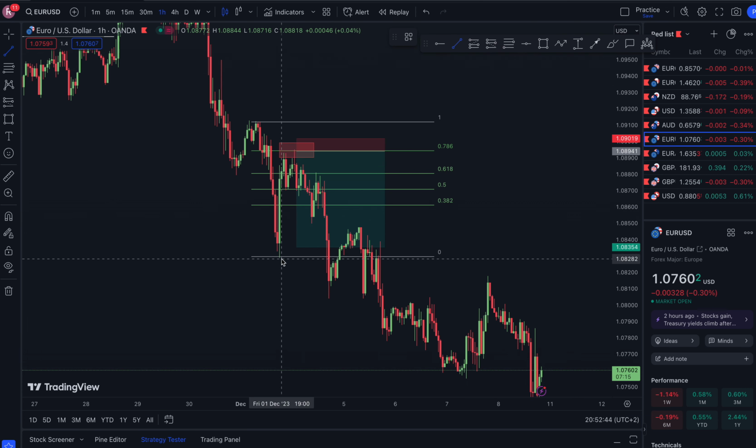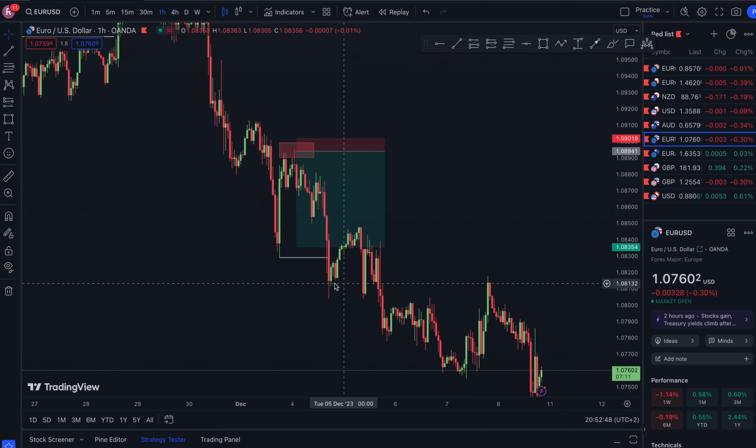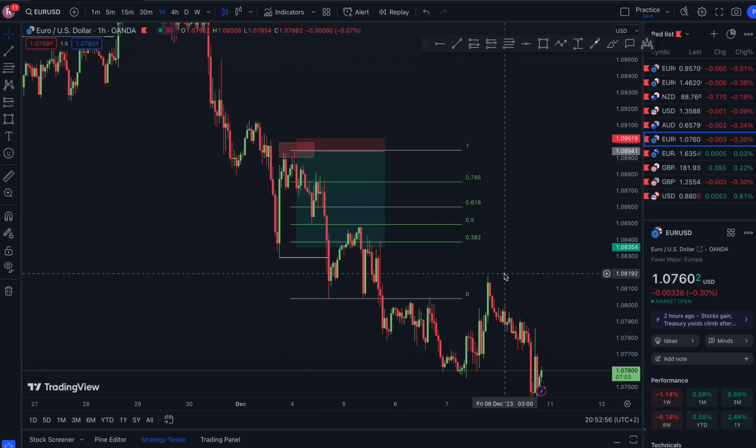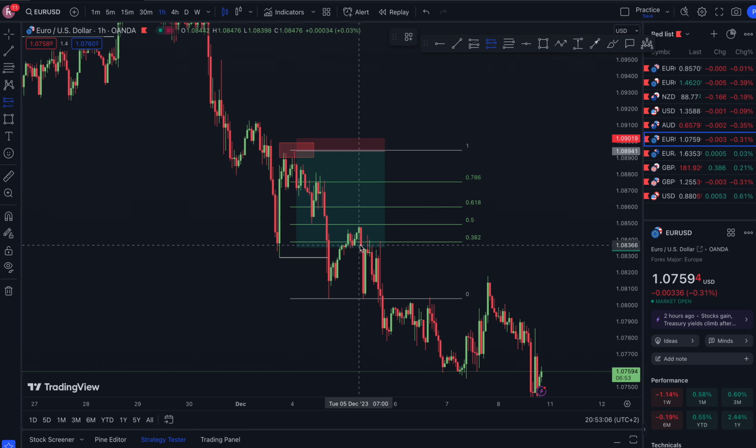Then we have another break of structure over here. Price formed the lower low. Therefore, you draw your fib from the high to the low. As you can see, price bounced on your 0.382 and pretty much your 0.5. That was a good trade as well. You would have taken it.